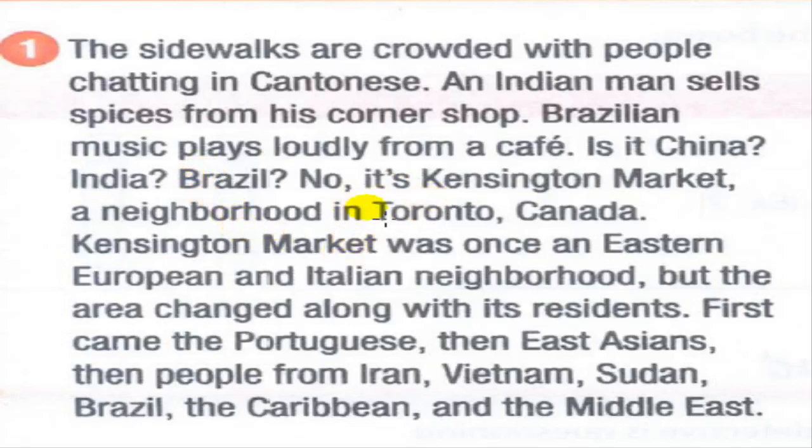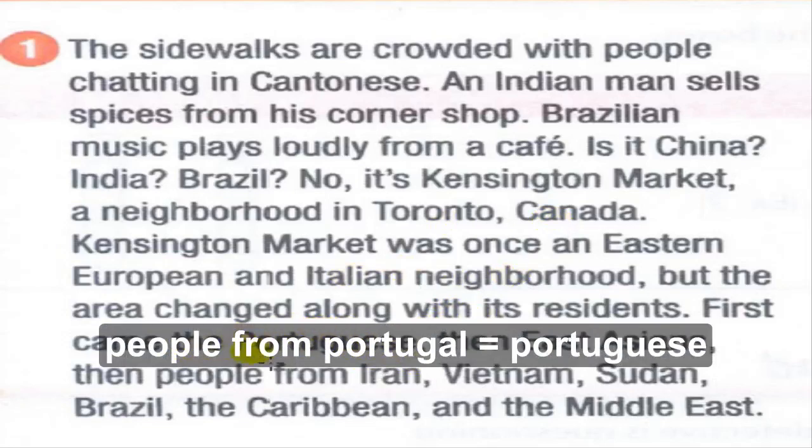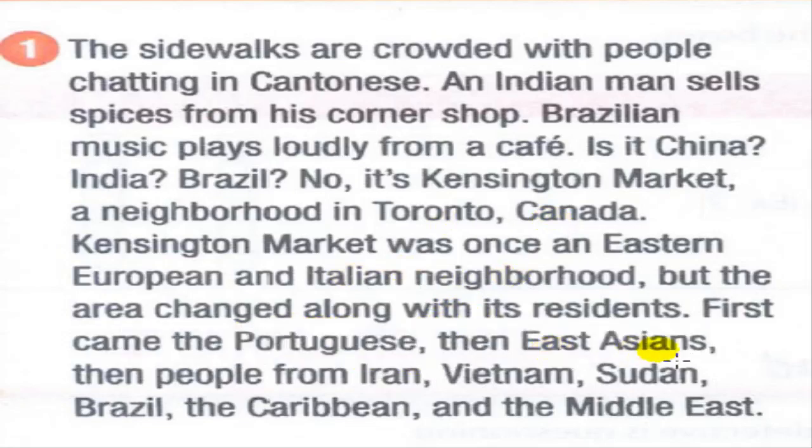Where is this area? It's a neighborhood in Toronto, Canada. Who is living in this area now? Different nationalities. People from Portugal, Portuguese, East Asia, Iran, Vietnam, Sudan, Brazil, the Caribbean, and the Middle East.